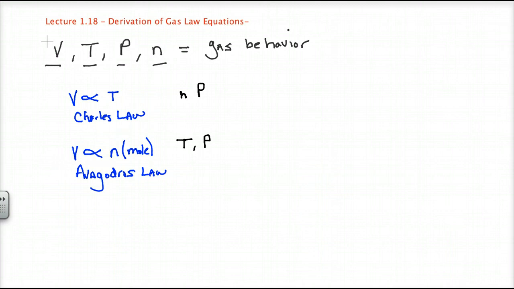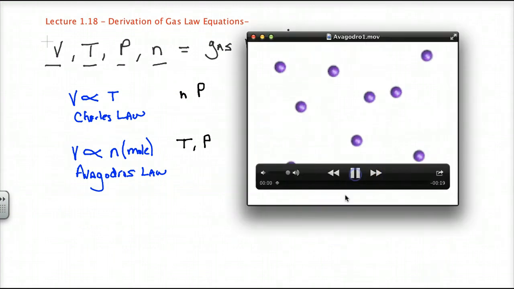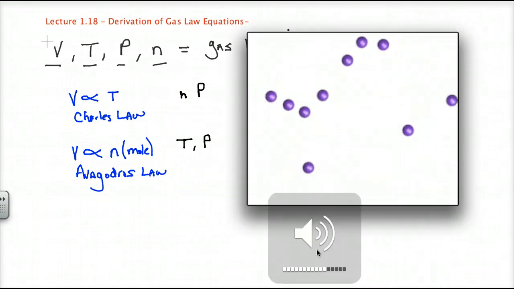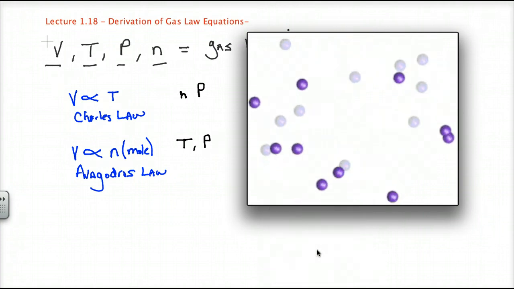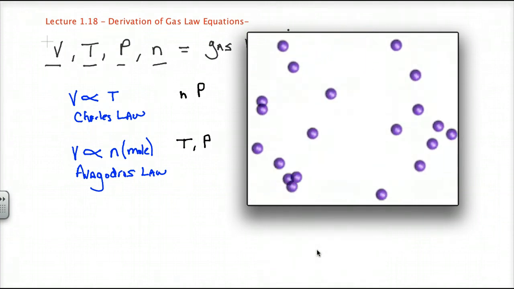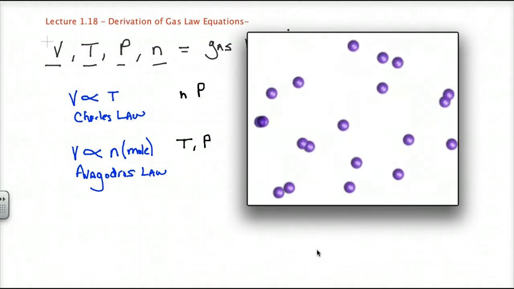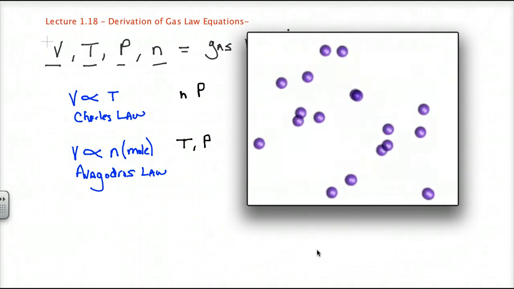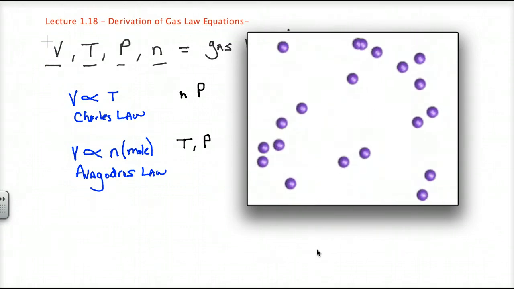So let's look at a demonstration, or an animation, and here's one. If the number of gas molecules in a container is doubled, with no change in the temperature or volume, the number of collisions between gas molecules and the container walls doubles, which translates into a doubling of pressure.